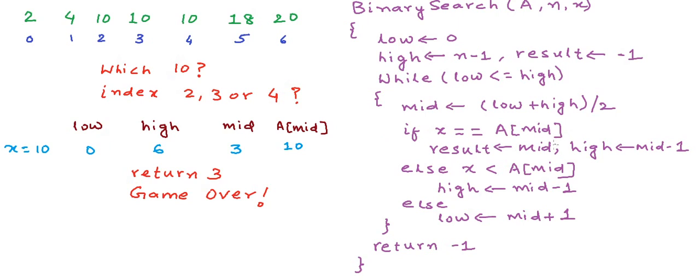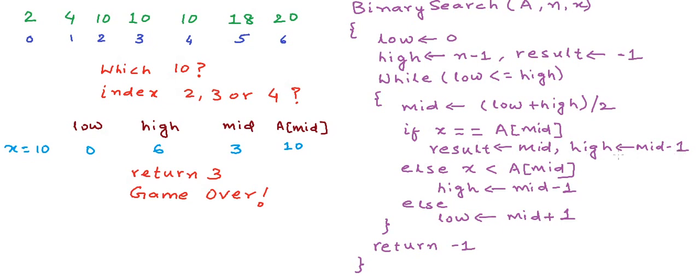Now what do I really mean here? What I mean is that if we found x in the array, then we have stored in the variable result the index at which we found x, and then we modify our segment. We do not stop our search, and we modify our search space by adjusting high to mid minus 1.